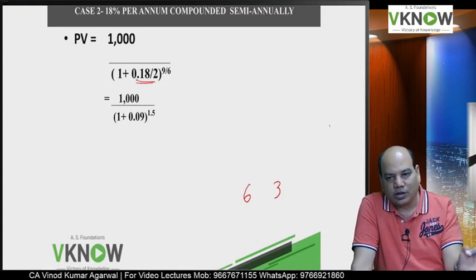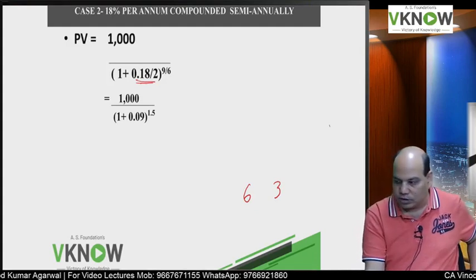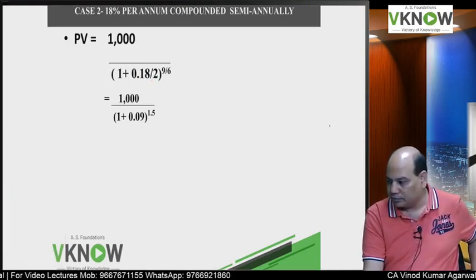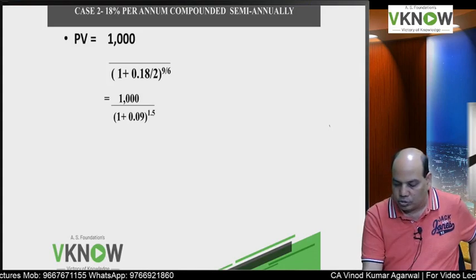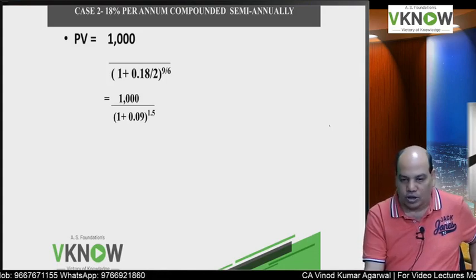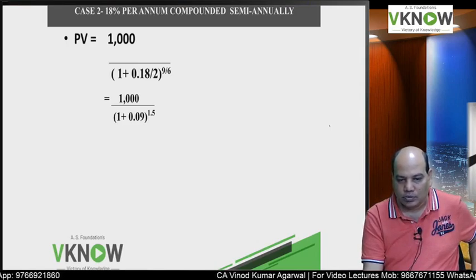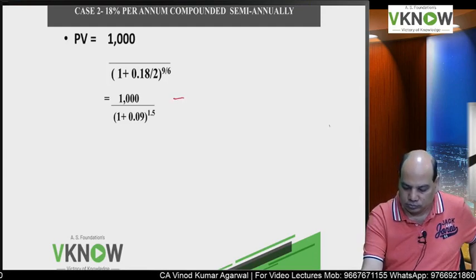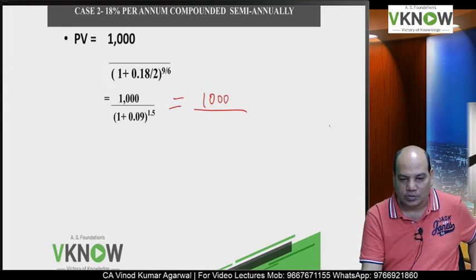If it is 12 months, we divide by 12. If it is 6 months, we divide by 6. If the number of months is given in the question, solve 1000 divided by 1.09 to the power 1.5. So how do you solve it? Take 1.09 on your calculator, press square root 12 times, minus 1, multiplied by 1.5, plus 1, multiply equal to 12 times.